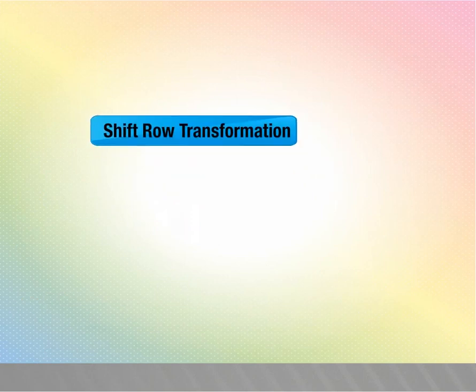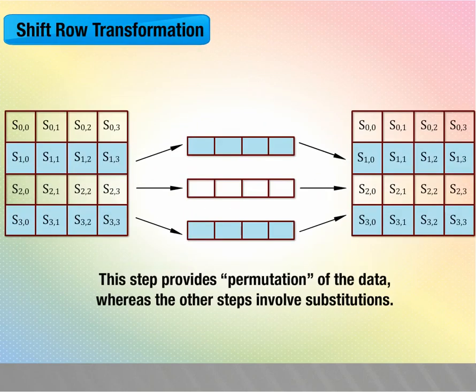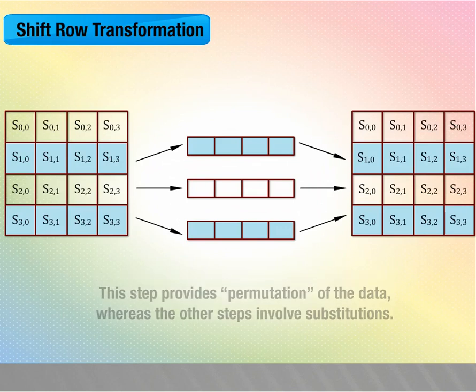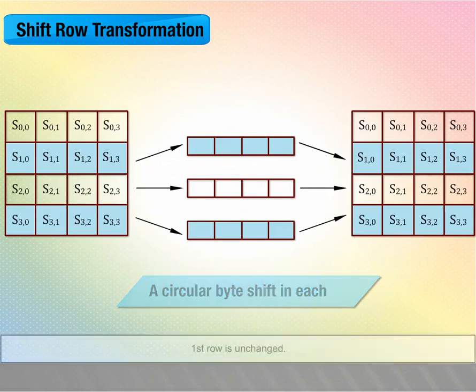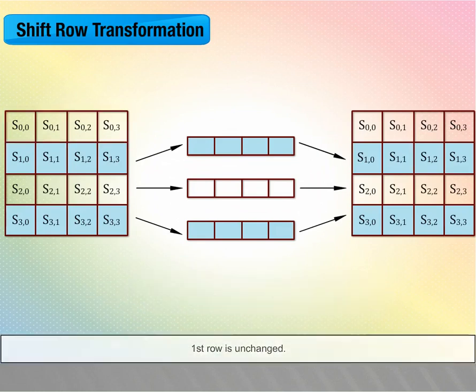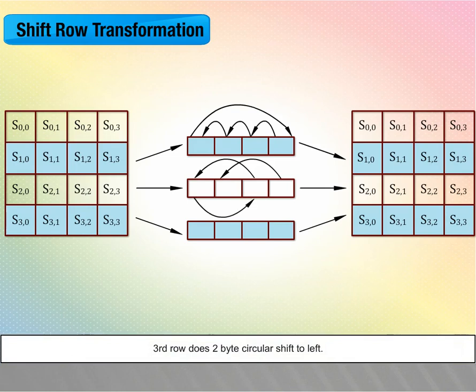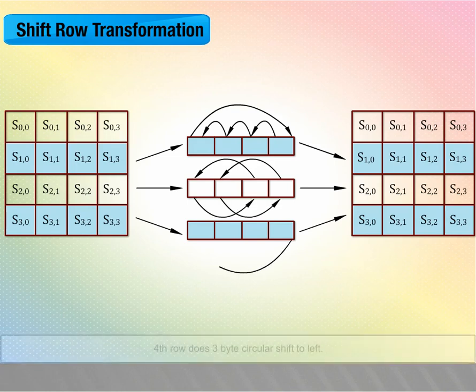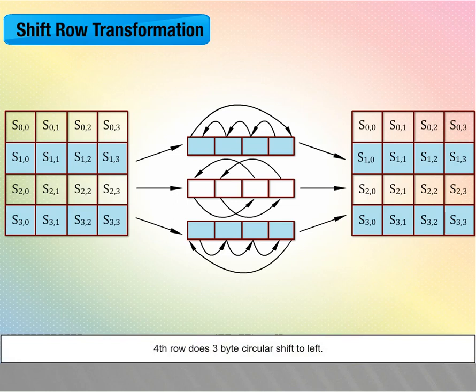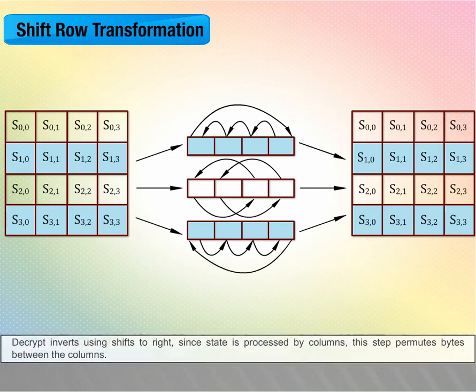Shift row transformation. This step provides permutation of the data, whereas the other steps involve substitutions. It is a circular byte shift in each row. The first row is unchanged. The second row does a 1 byte circular shift to the left. The third row does a 2 byte circular shift to the left. The fourth row does a 3 byte circular shift to the left. Decrypt inverts this using shifts to the right. Since state is processed by columns, this step permutes bytes between the columns.